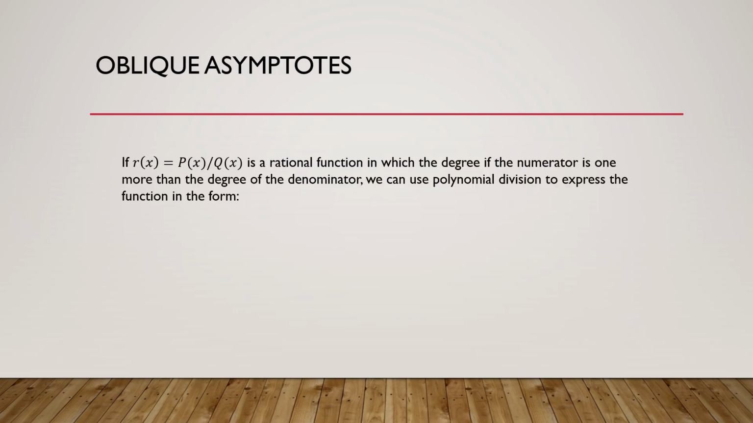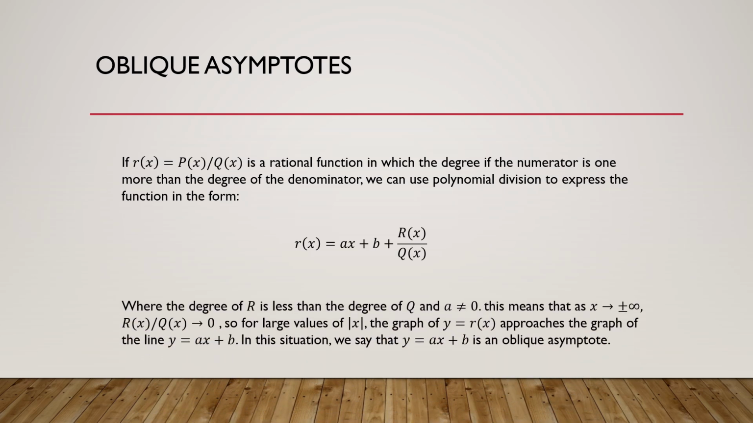If r of x is equal to p of x over q of x is a rational function in which the degree of the numerator is one more than the degree of the denominator, we can use polynomial division to express the function in the form r of x is equal to ax plus b plus r of x over q of x, where the degree of r is less than the degree of q and a is not equal to 0.